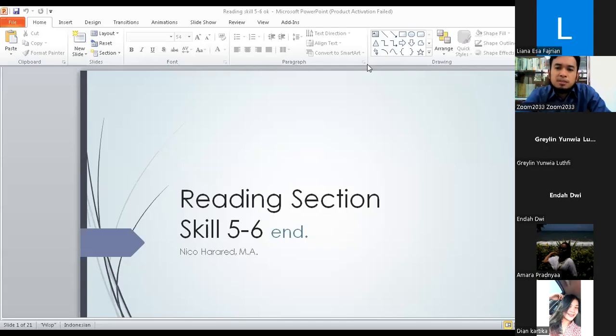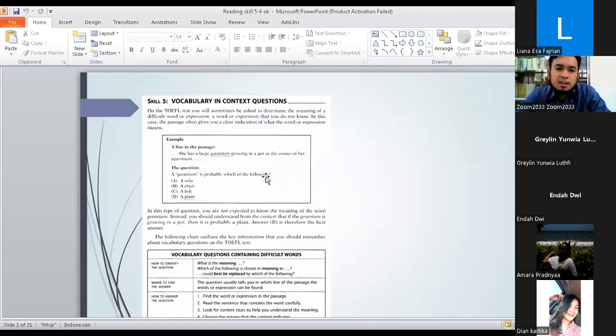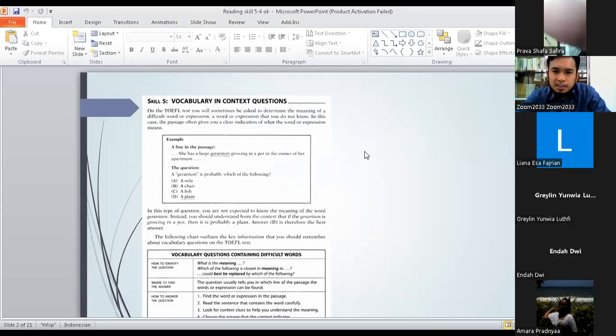Today we are going to talk about reading section skills 5 and 6. So what is it about? Reading skills 5 and 6 are about vocabulary in context.